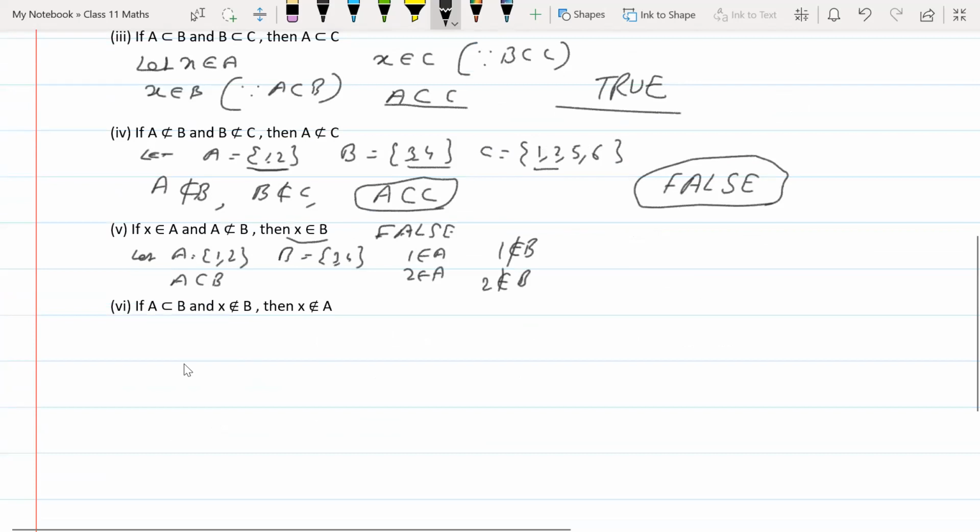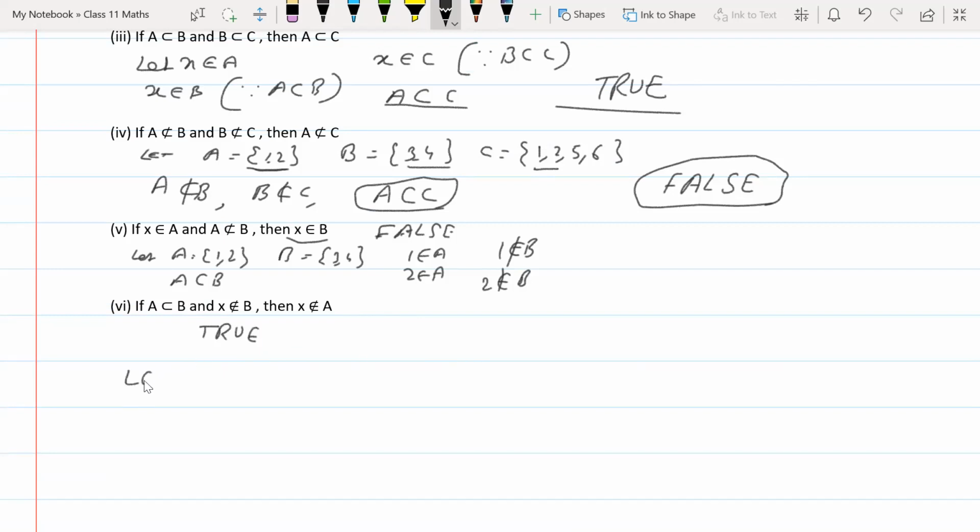If A is a subset of B, and X is not an element of B, or X doesn't belong to B, then X doesn't belong to A. Yes, it is true. It's not necessary that an element of the superset belongs to its subset, but elements of the subset consist in the elements of its superset. So this statement is true.